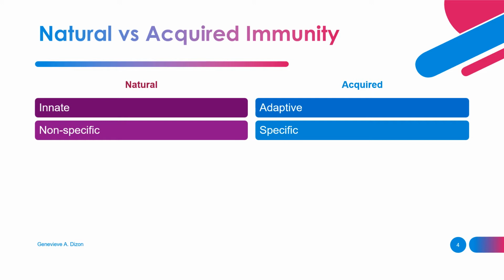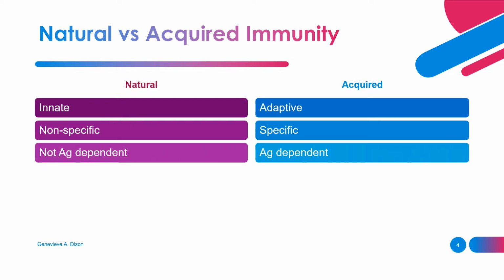Also, there would be a diverse response to the antigen. So it's different antigens, different response by the antibodies. Next is that in natural, it is not antigen dependent, while in acquired, it is antigen dependent. Natural immunity does not need an antigen to be present for it to work, while in acquired, it needs antigen presence and presentation for it to start working.